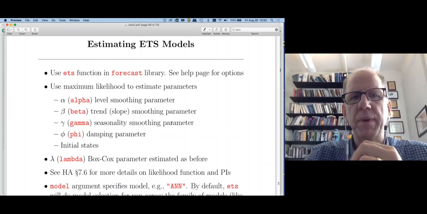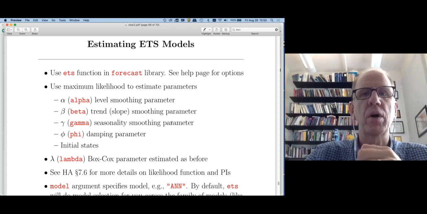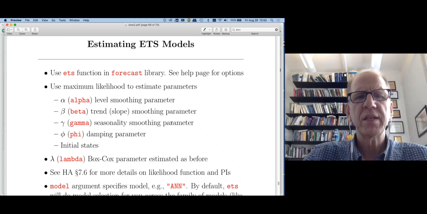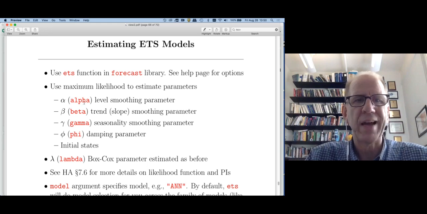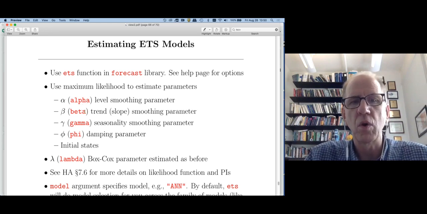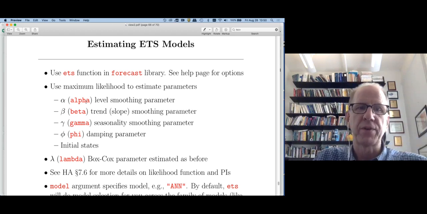How do we estimate these models? Well, there's a very nice function in the forecast library called ets. ETS has the following parameters in red. And so you can set these values to null if you don't want to consider them, or you could specify them if you want to specify, for example, an alpha.